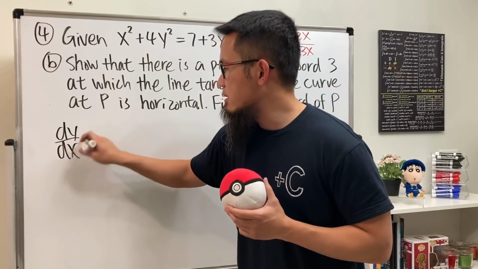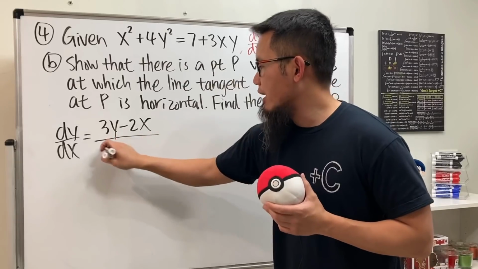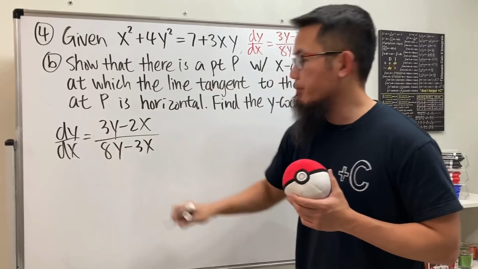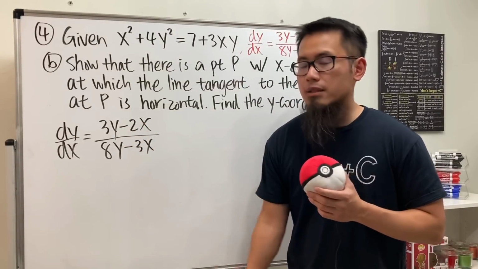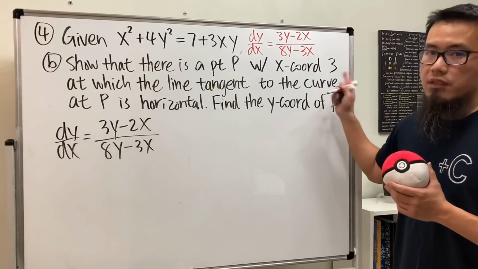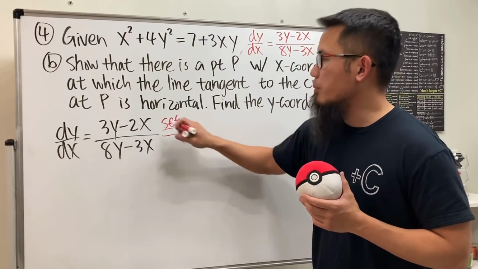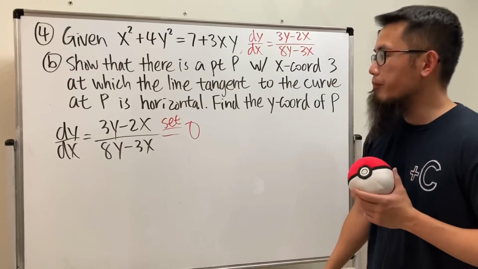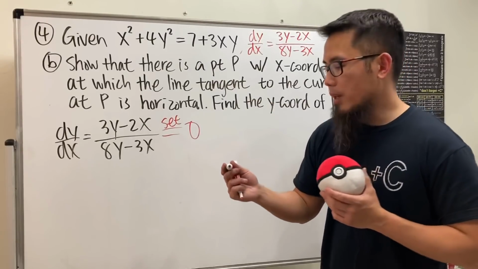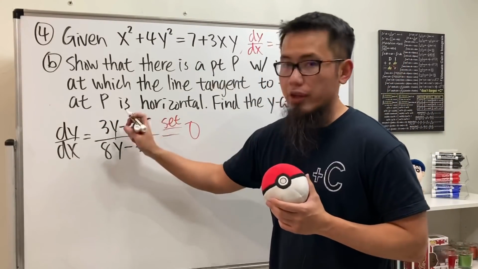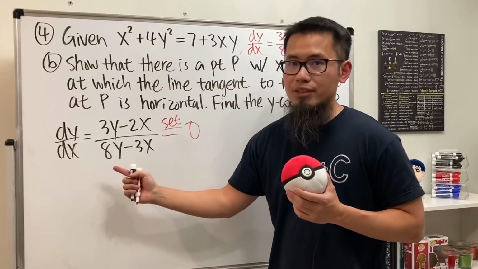dy/dx is equal to that, which is (3y minus 2x) over (8y minus 3x). Notice the derivative is based on x and y, right? But don't worry, x is given already. So first, let's go ahead and set this to be 0 because we want the horizontal tangent line, right? So as you can see, if we have a fraction that's equal to 0, all we care about is just this, the numerator. If the question says vertical tangent line, then you care about the denominator, right?